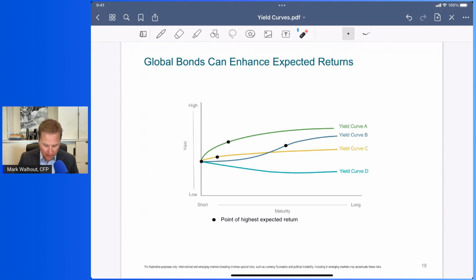Yield curve D, as you can see, it's downward sloping, which indicates not a very healthy economy or healthy yield curve, that investors in that geography are expecting tough times ahead. So they may decide to target the very, very short end of that yield curve where yields are the highest. So these are the decisions that bond fund managers are making every day to try to generate positive expected returns inside of their fixed income portfolios.